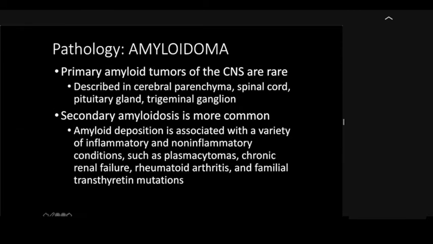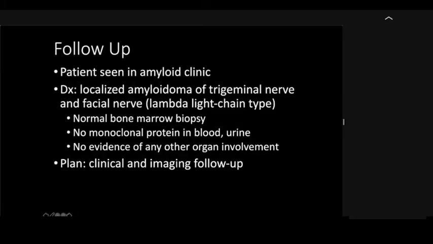Primary amyloid tumors of the CNS are rare. They are described in the cerebral parenchyma, the spinal cord, the pituitary gland, and the trigeminal ganglion, but nonetheless, they are rare. Secondary amyloidosis is much more common, associated with conditions such as plasmacytoma, chronic renal failure, rheumatoid arthritis, and familial transthyretin mutation. Our patient was seen in follow-up in amyloid clinic.